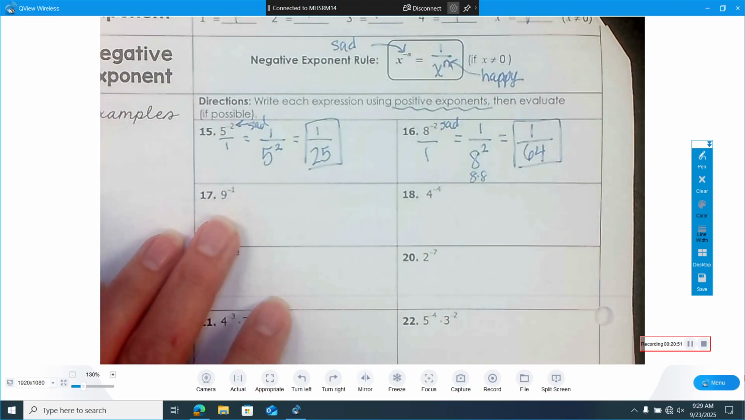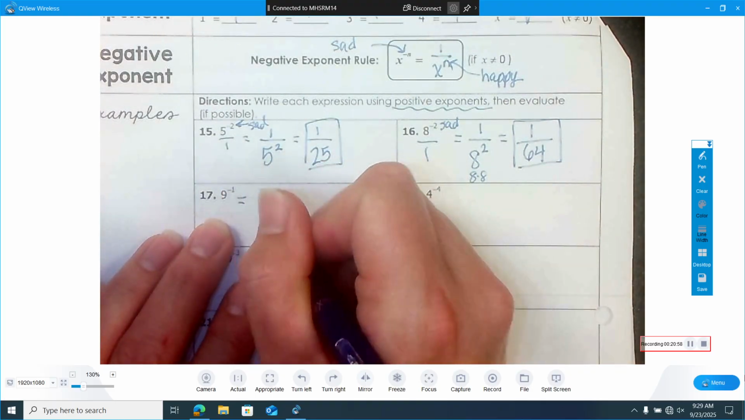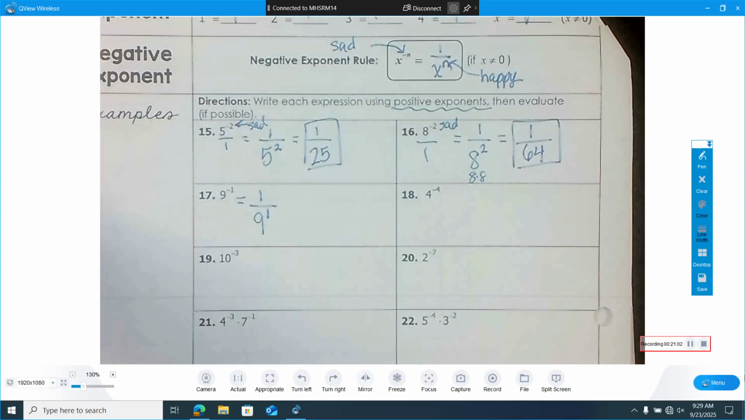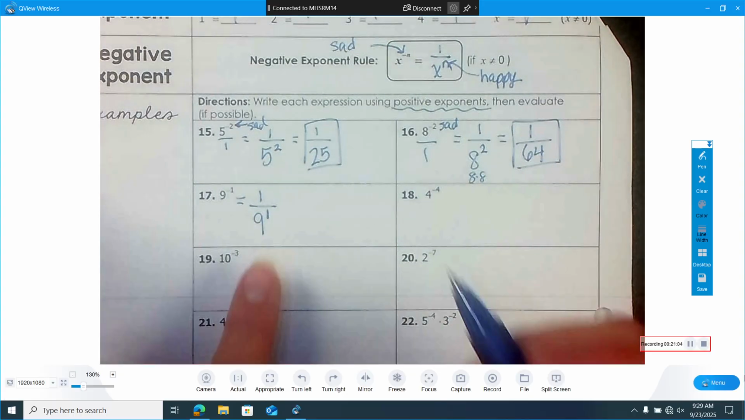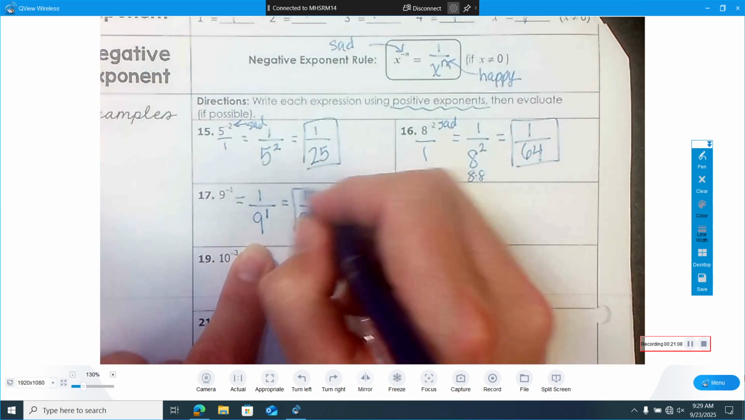Let's look at number 17. Happy or sad? Sad. Where does he want to go? Downstairs. So it becomes a 1 on top and a 9 to the now happy 1 on the denominator. What is 9 to the first power? Just a 9. It's repeated 1 time. That's all it is. 1/9.